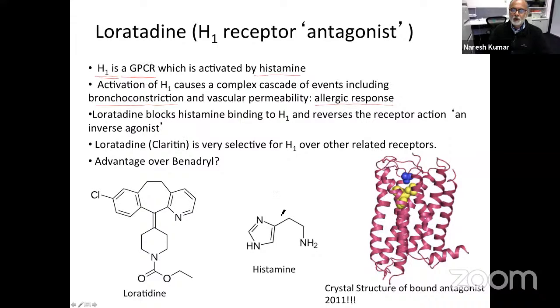So anything which can be an antagonist, which can stop the binding of histamine to that receptor, will reverse the action of the histamine binding to the receptor. And that's how the anti-allergic drugs work. Anti-allergic drugs reverse the action of this histamine binding to the receptor, right? And one example of a drug here is loratadine, and it basically blocks histamine binding to the H1 receptor. And if the binding is reversed, then it becomes a drug, right? It becomes an anti-allergy drug, which is available in the market.